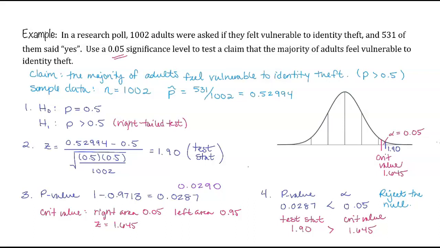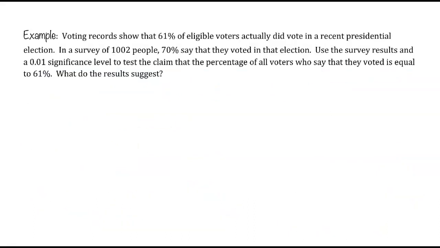Let's take a look at one last example. Here we have that voting records show that 61% of eligible voters actually did vote in a recent presidential election. In a survey of 1,002 people, 70% say they voted in that election. We're going to use these survey results and a 0.01 significance level to test the claim that the percentage of all voters who say that they voted is equal to 61%.